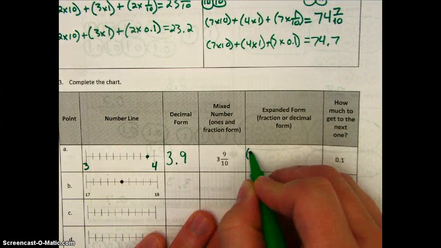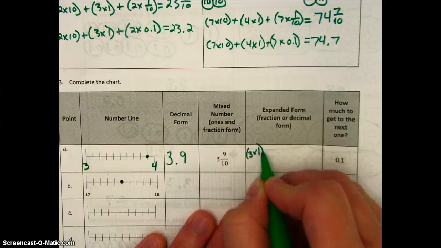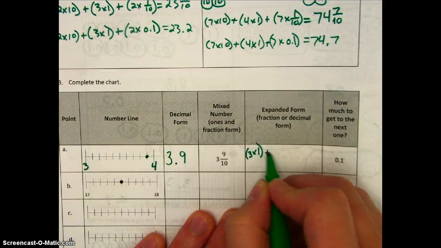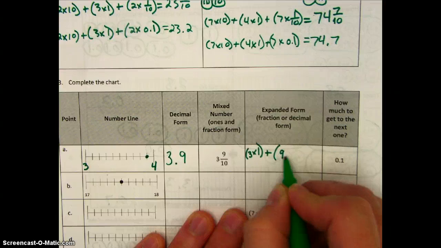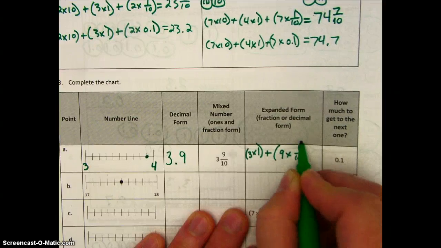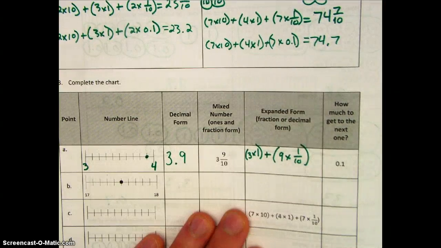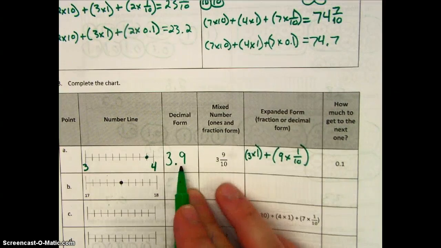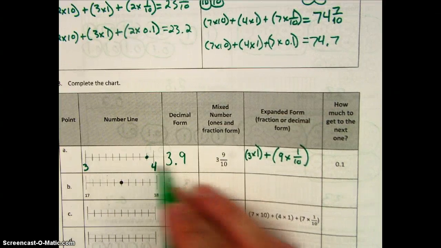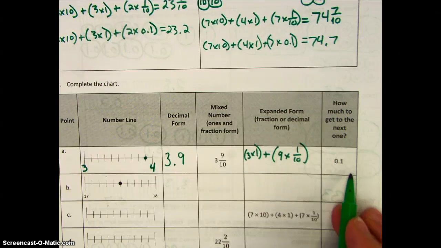So in this case, we have 3 times 1, and then 9 times 1/10, which looks like that. And because we have 9/10, you can see how far away we are from the 4. That means we have 1/10 left to go.